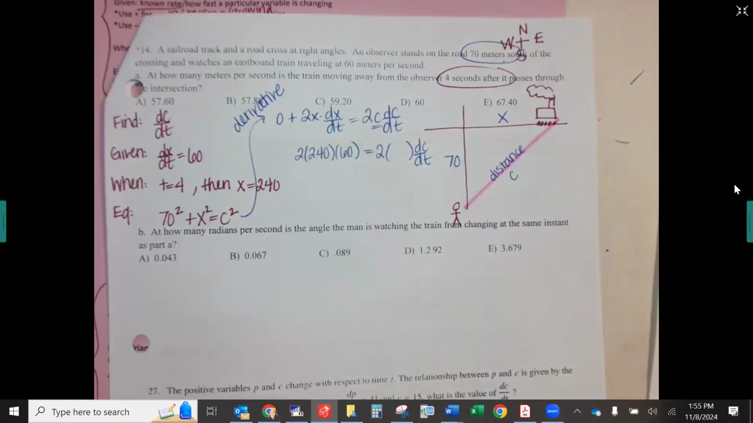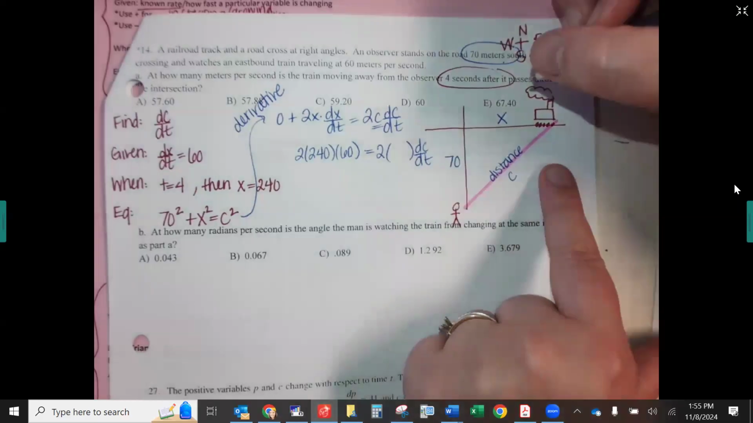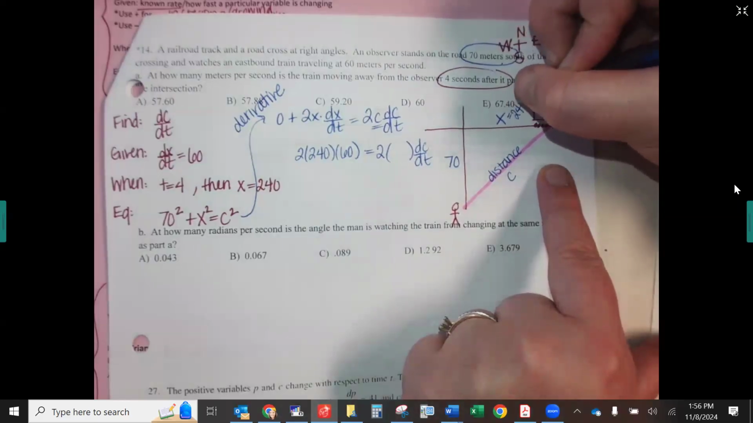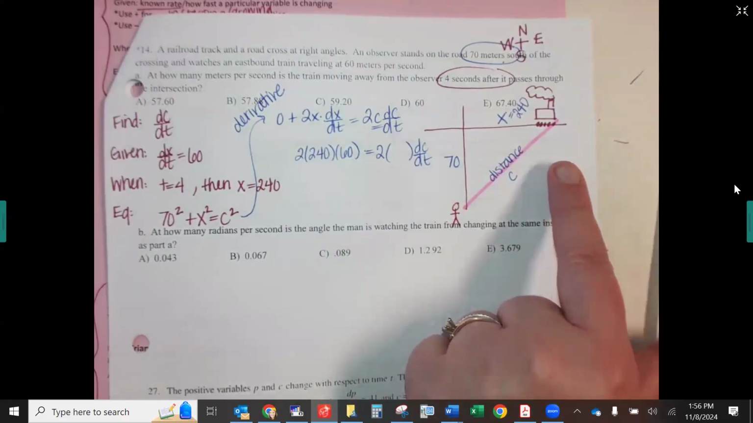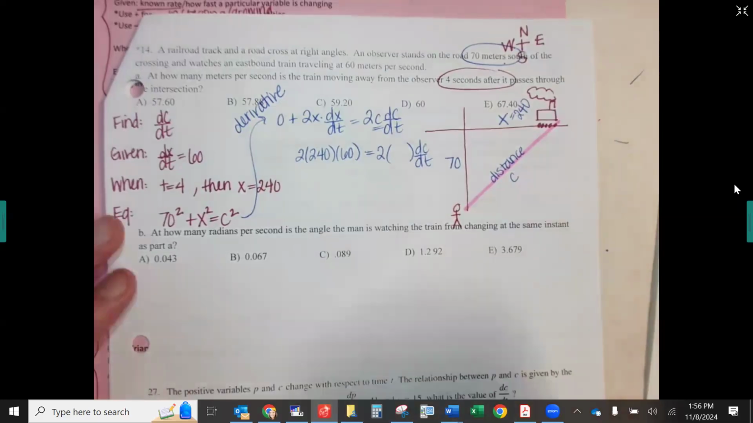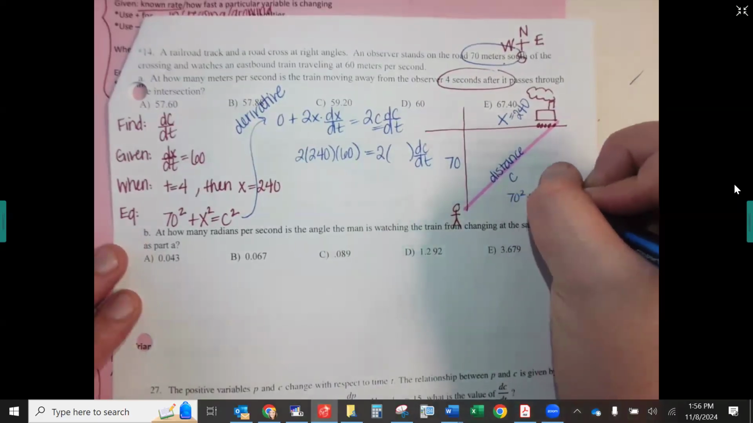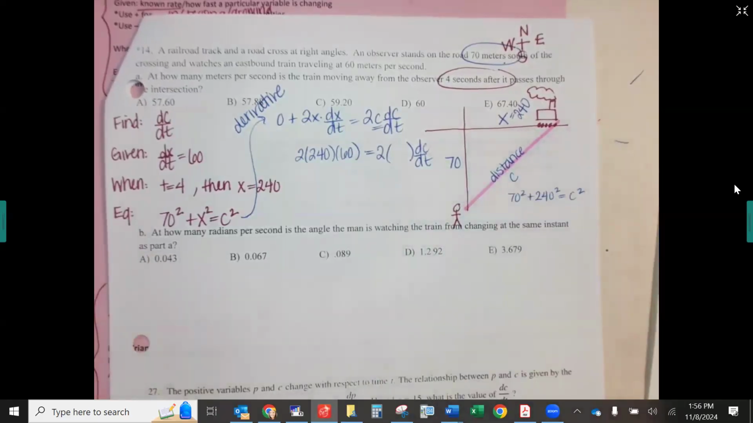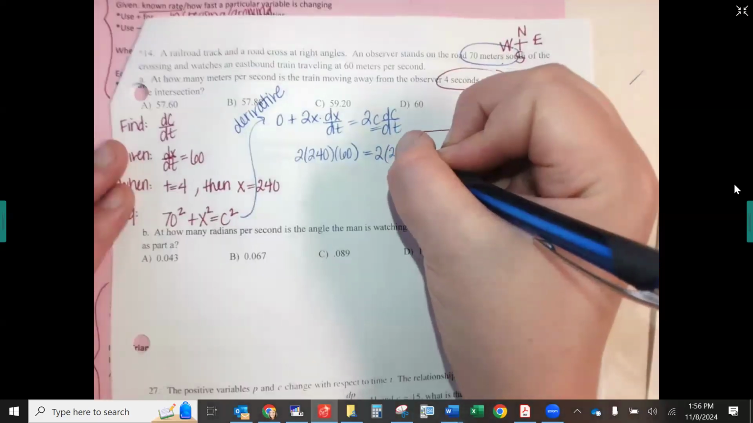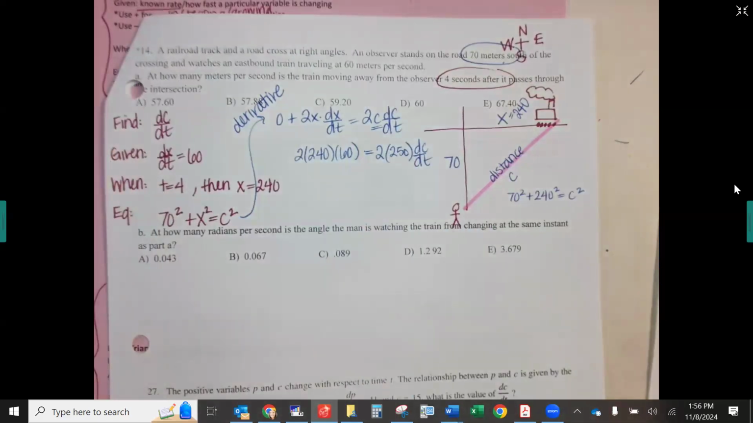So look back at your original triangle. If I know that my x is 240, and I know that my other side is 70, can I go back and find this missing side? Using Pythagorean theorem, not the derivative of it, but the original. So in your calculator, you're going to find c using 70 squared plus 240 squared equals c squared. Good. Okay, once you find that distance, go back and plug it in and solve for dc dt.